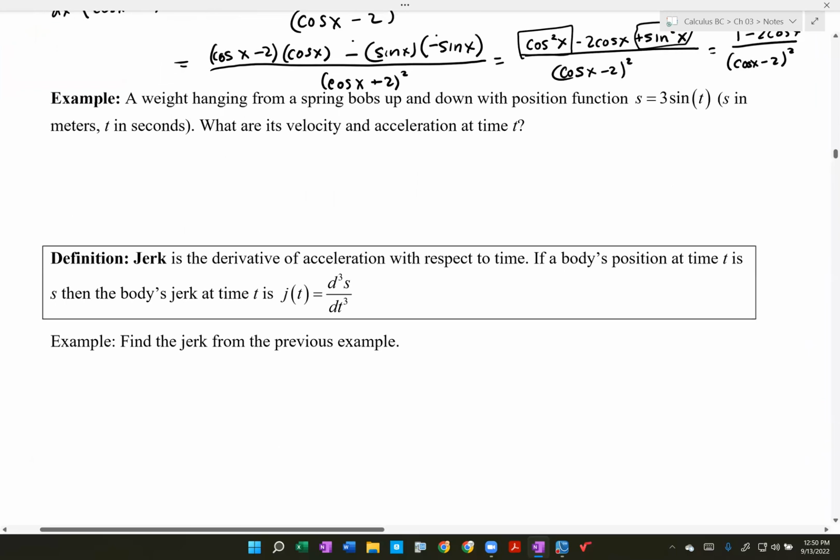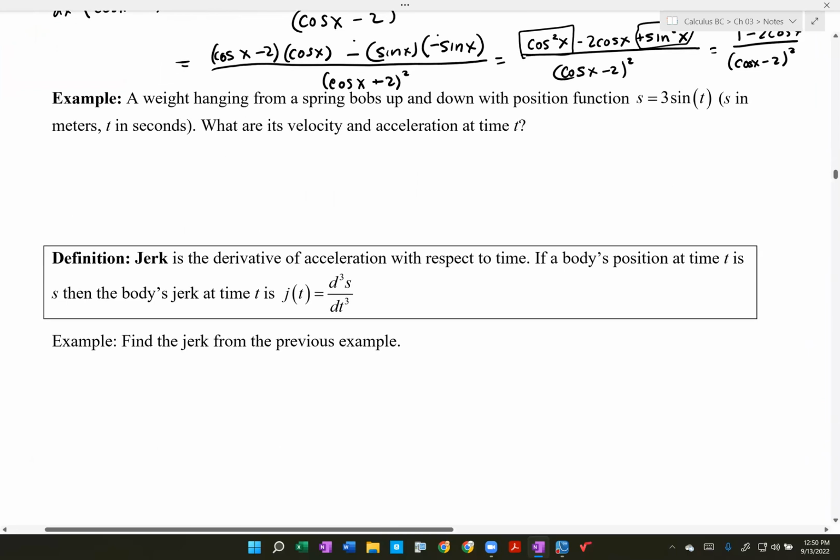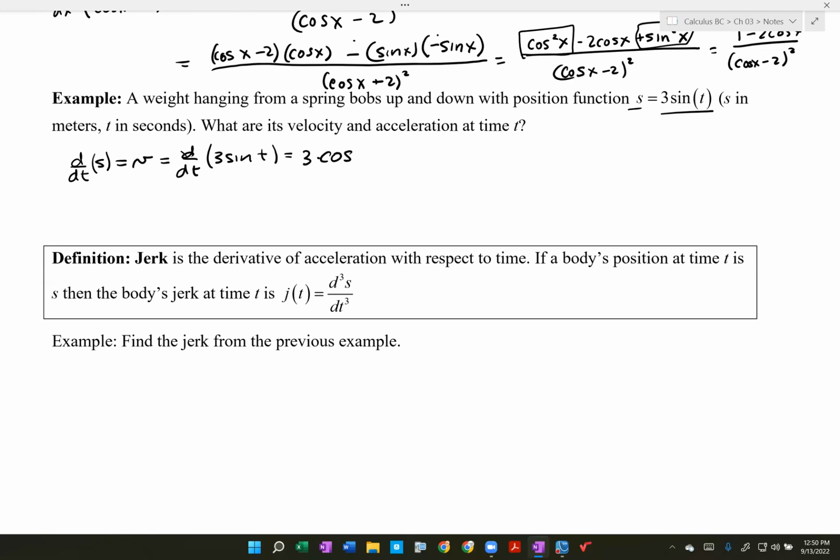In the next example, we'll apply this to velocity problems. We're told that the position function is given as 3 sine t. What is the velocity? Well, the derivative of position with respect to time is velocity, which means the derivative with respect to t of 3 sine t is 3 times the derivative of sine, which is cosine.